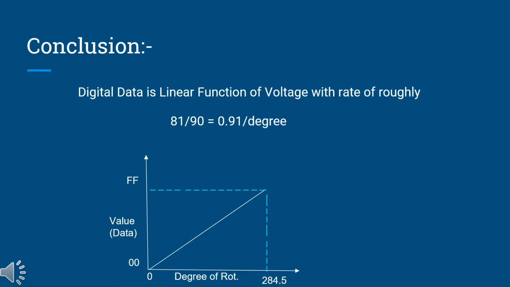So for a change of 1 value, we should have a rotation of 1 by 1 upon 0.91, which is equal to 1.09 degrees. That means if I want to change the value consecutively by 1, I have to rotate the angle by 1.09 degrees. And similarly, in that whole setup we have 256 values, and if you multiply 256 by 1.09, we get 284.5.